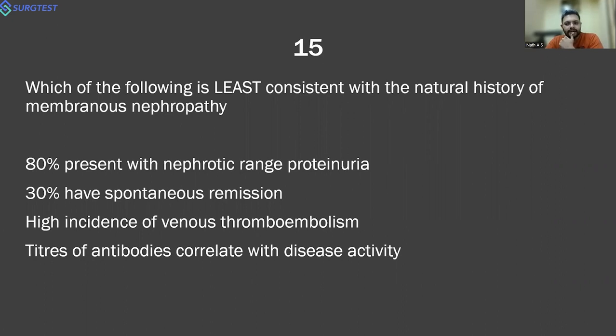Oh, because you think it's 100%. What about Nilima? Why do you think so? Option D is titers of antibodies correlate with disease activity. That's option D, least consistent. Okay, so everybody is stuck with percentages. 80 is correct. This number is from Harrison only. In the first slide I had told you. No, there's one more thing. Harjot and everybody, just listen.